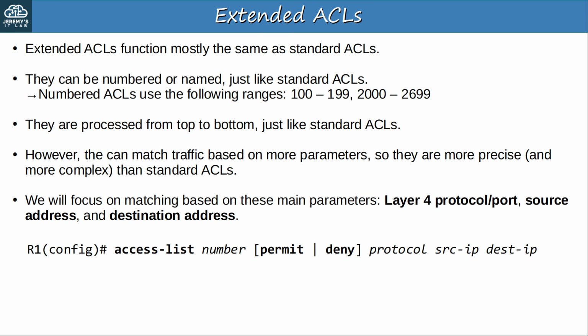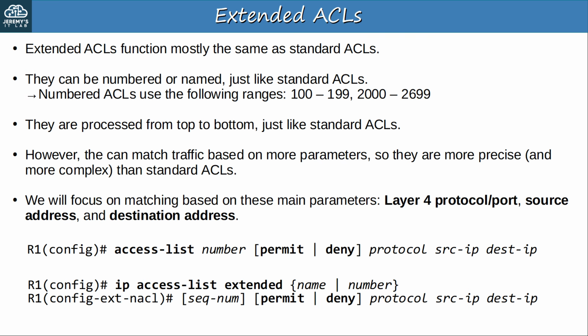Make sure this number is in one of the ranges above, 100 to 199, or 2000 to 2699. Then permit or deny. After that, you can specify the protocol, such as TCP or UDP, then the source IP address, and the destination IP address. How about configuring an extended named ACL?